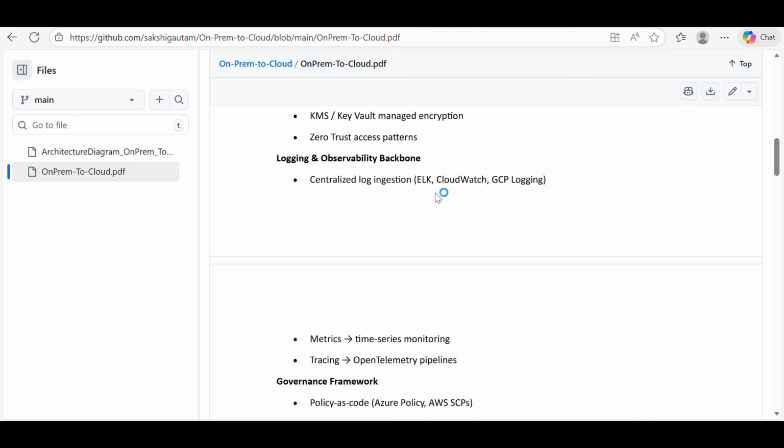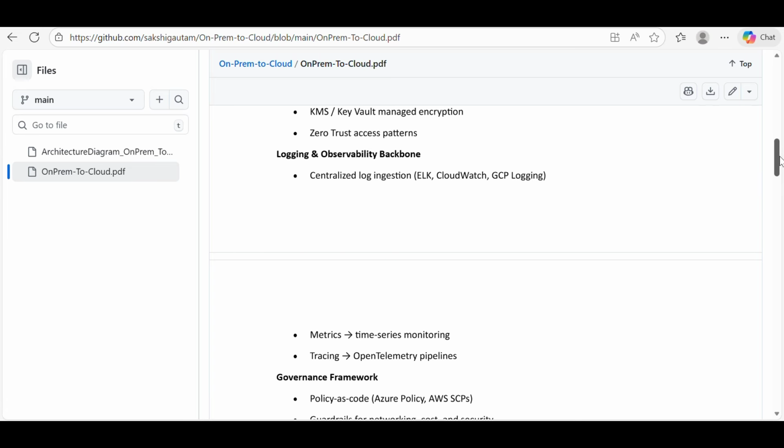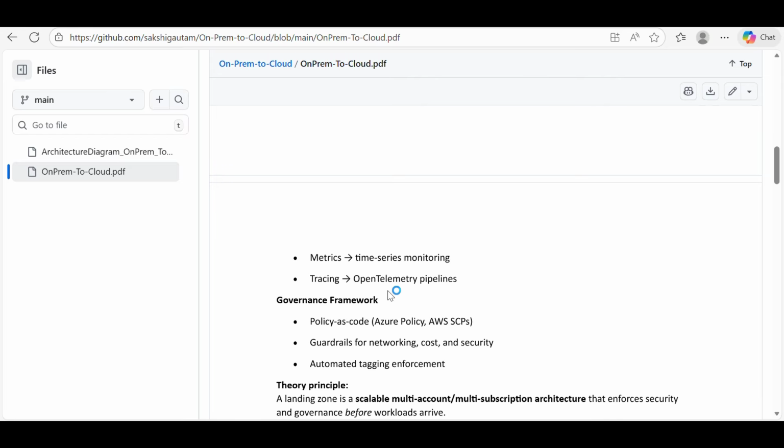In the logging and observability backbone, we do log inspection using ELK, CloudWatch, GCP logging, metrics, time series monitoring, tracing, and an OpenTelemetry pipeline. With metrics, if you want to know the CPU usage at a specific time, you can get that. If you want to trace any error, you can do that as well.